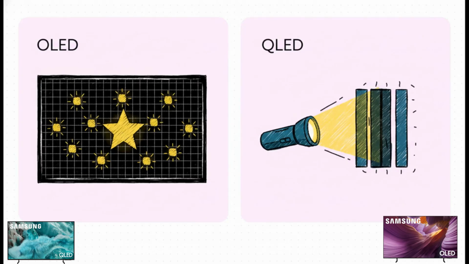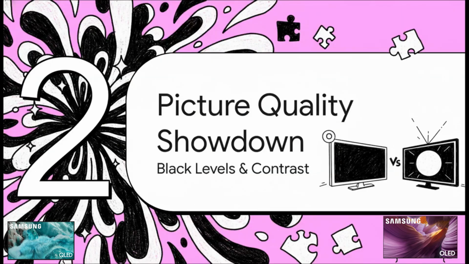And this, right here, is the key to the whole thing. OLED is emissive. It makes its own light, pixel by pixel. QLED is transmissive. It has a backlight that's always on, and it has to try and block that light to make things dark. This one fundamental difference is where pretty much all their biggest strengths and their biggest weaknesses come from. Okay, let the showdown begin.